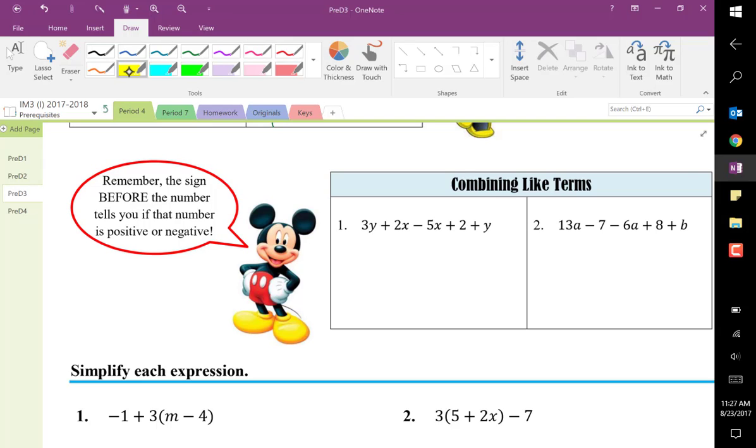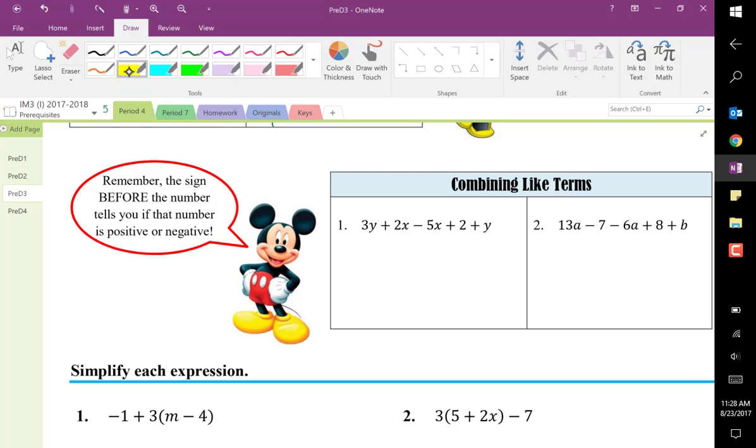What's our first term that we see? What is a term? A number that either has a variable or not. Yeah, so a term is just something that you see. So 3y is a term, 2x is a term, negative 5x is a term. It's like having apples and oranges and bananas. They're all separate things. You can't combine them.